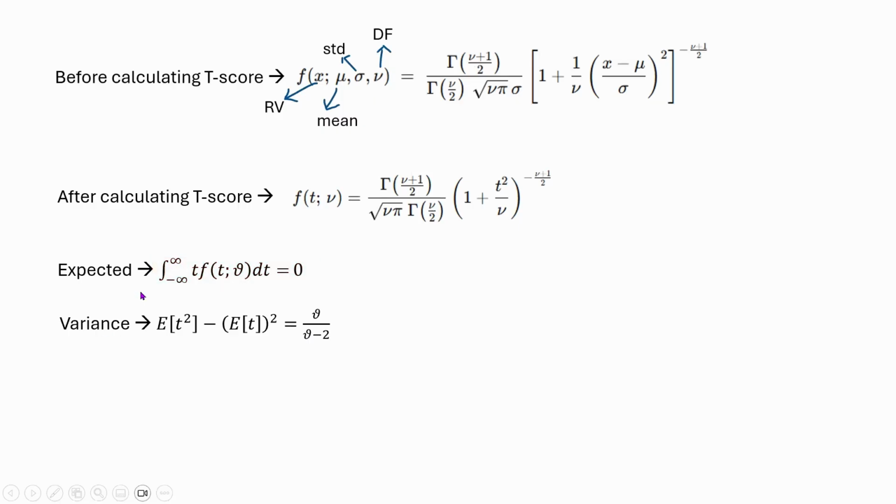It has 0 mean. Unlike the normal distribution, the variance is not 1 after the t-score calculation. Rather, the variance is degree of freedom divided by degree of freedom minus 2. That is the variance. Next, let's talk about the t-table and the cumulative distribution function calculation.